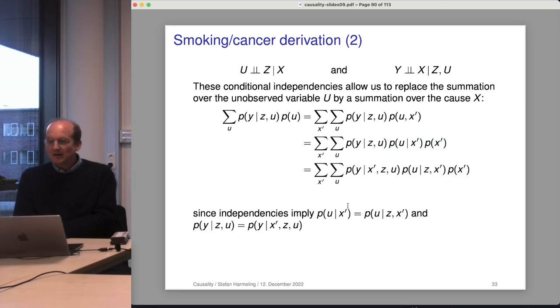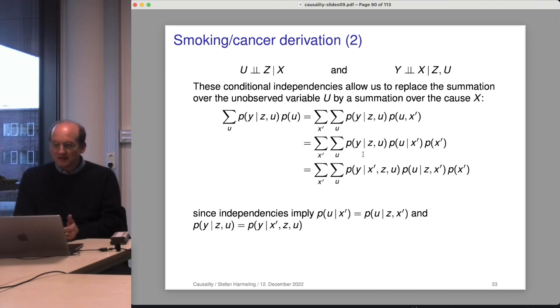Next, I'm having certain independencies and I can shuffle terms. First of all, U and Z are independent given X. That means if I observe an X, I can also condition additionally on a Z. I can just condition on another variable with which I'm independent. So the first step here is to add the Z because of the independence of U and Z given X. Here I am given X, so I can put the Z as an additional condition in here.